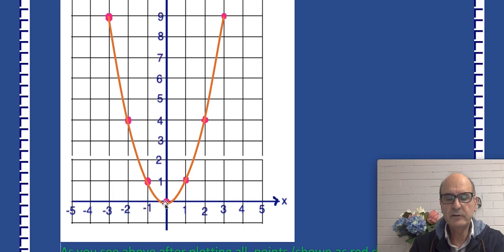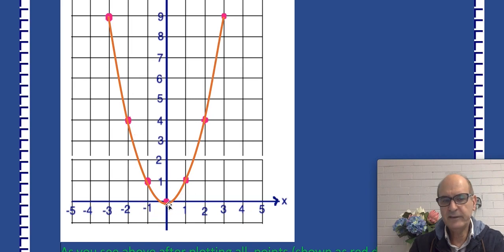x0, y0, that is the origin. When x was 0, y was 0. That's another point. X was 1, y was 1, x was 2, y was 4, x was 3, y was 9. Now you got all these points, you connect them together, and as you can see, you're not having a straight line anymore, and this type of shape is called a parabola.